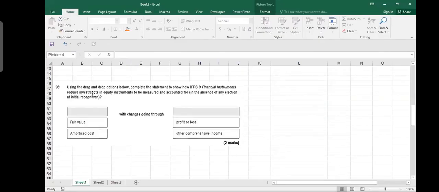Okay, question number 98. It says, using the drag and drop options below. Now we don't see drag and drop, we are doing the book. Complete the statement to show how IFRS 9 Financial Instruments requires investments in equity instruments to be measured and accounted for in the absence of any election at initial recognition. So if you remember, it is an equity instrument.